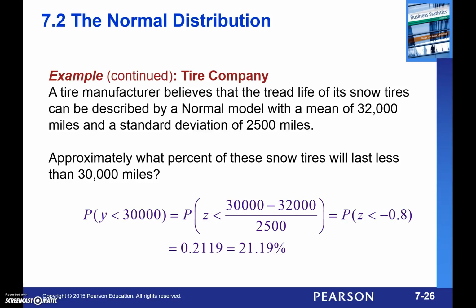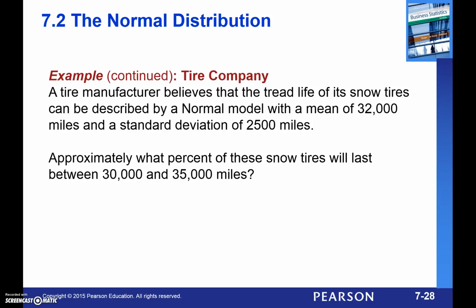So we figured out what's the probability that my tires will last less than 30,000 miles, and it's 21%. Now in the second part of this problem, it's going to be kind of the same thing, but now we say what's the probability that my tires will last between two numbers. So we already know the probability that it'll last up to 30,000. Now it wants to know what's the probability that it lasts between 30,000 up to 35,000.